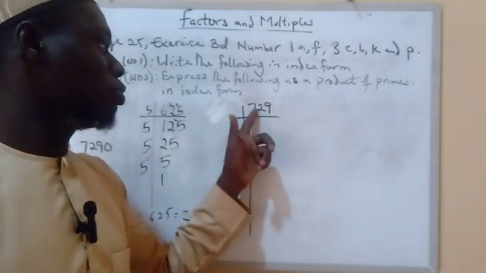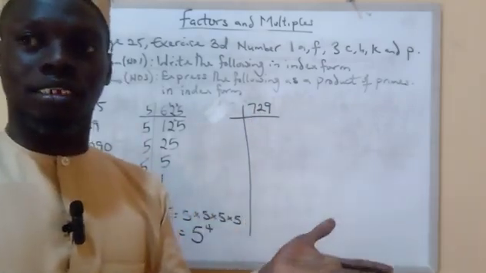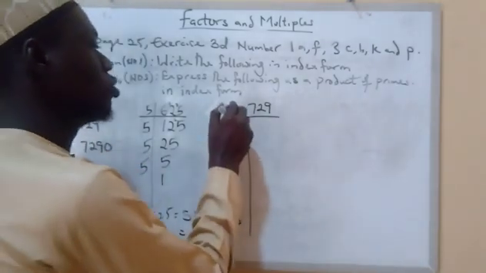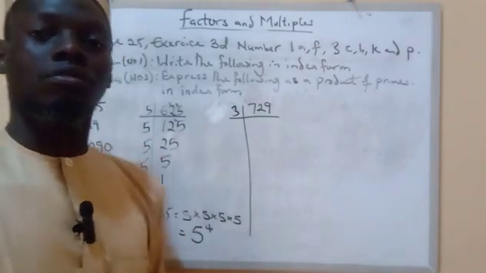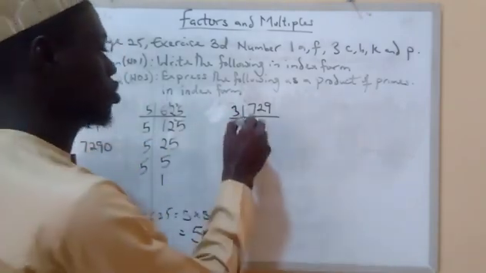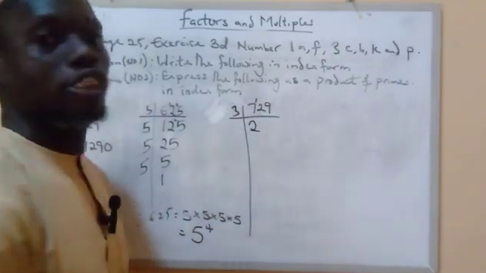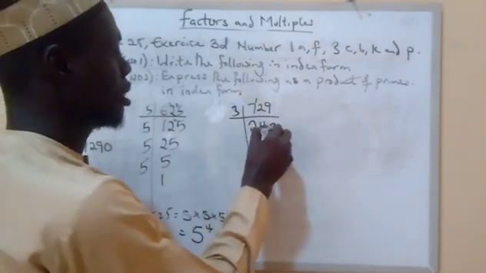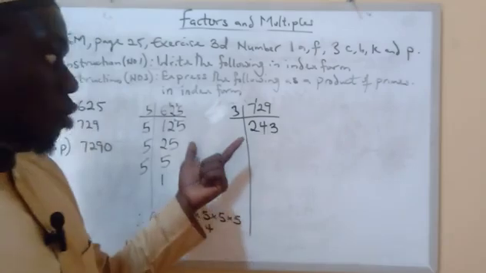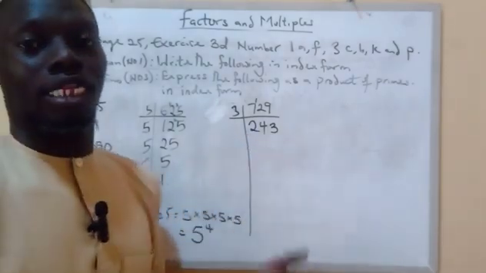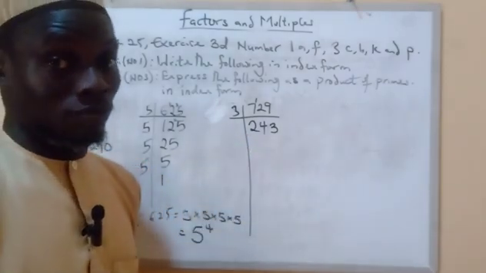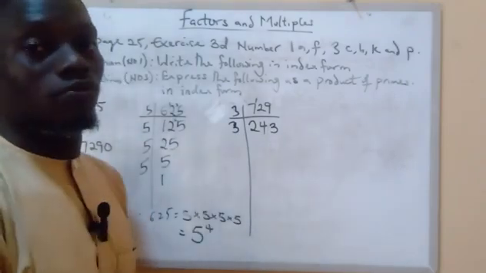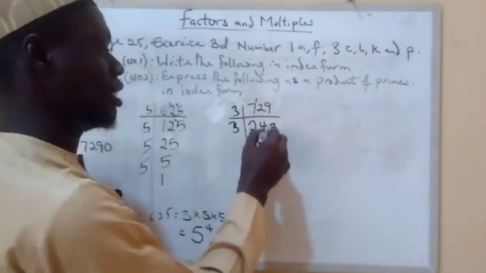2 plus 7 is 9, plus 9 is 18. And definitely 18 is divisible by 3. So 3 can be used there. So say 3 in 7, 2, remainder 1. In 12, 4. 3 in 9, 3. Can we still use 3? Yes, when you add 2 plus 4 plus 3, that is 9, meaning it is divisible by 3. So 3 can still be used. 3 in 24, 8. Then 3 in 3, 1.